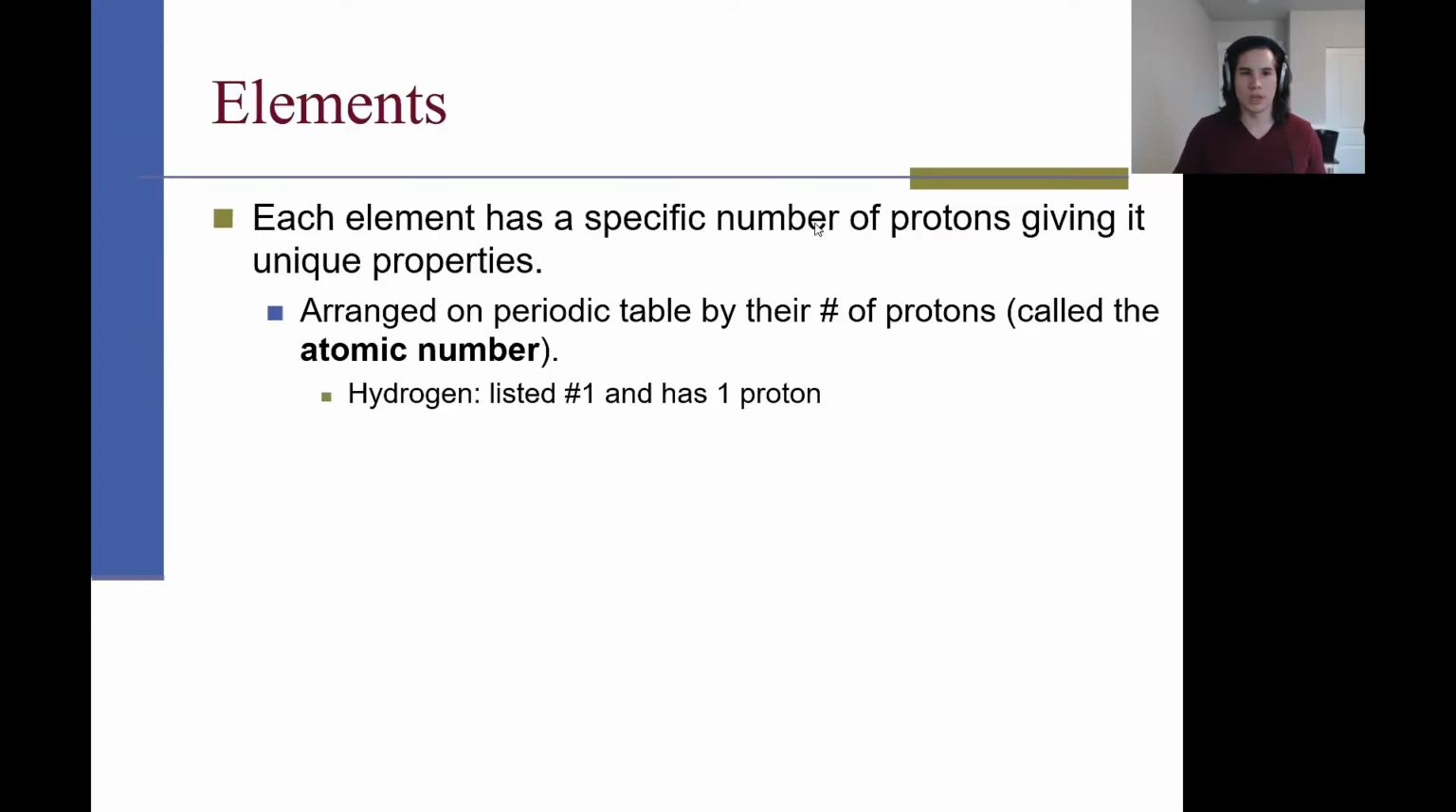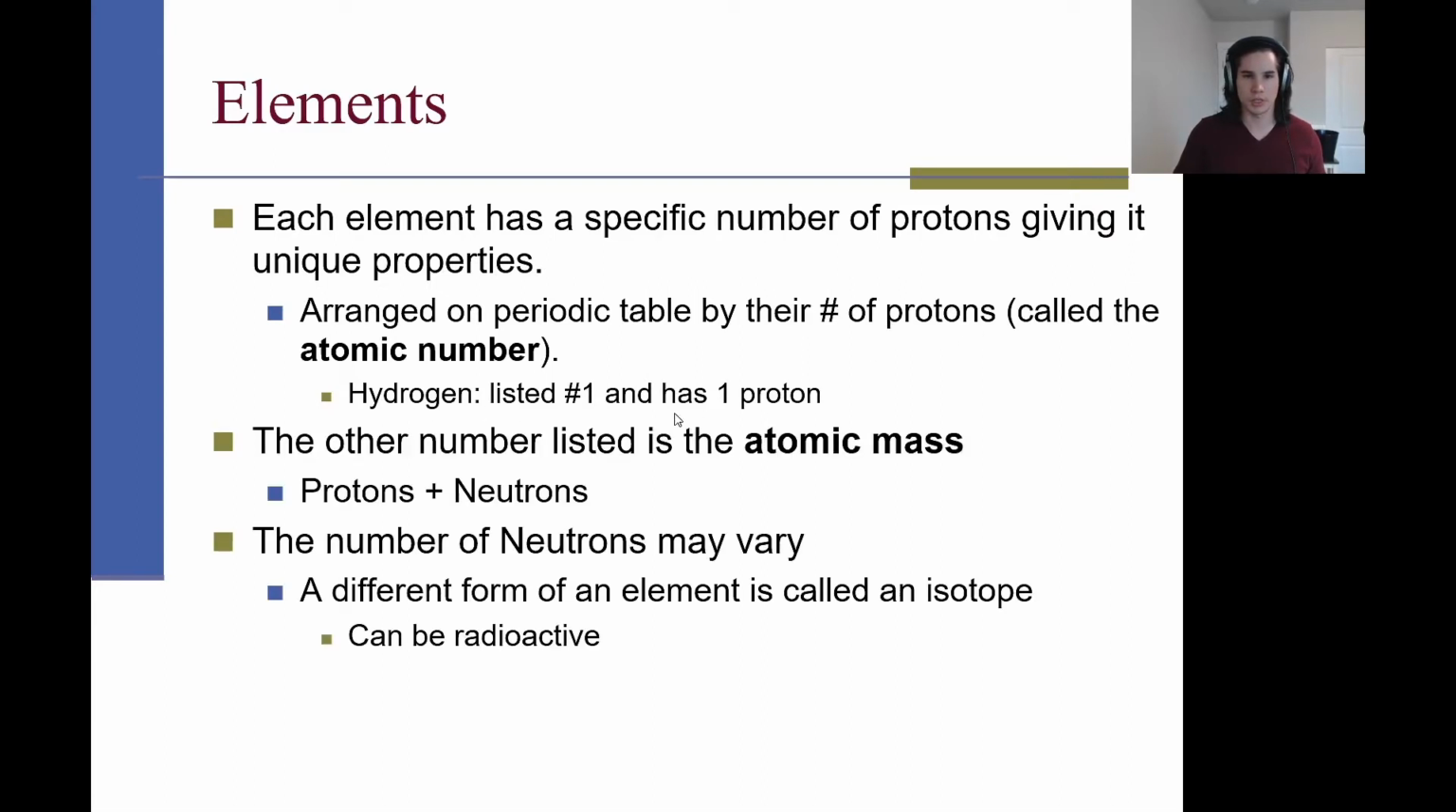Okay, so each element has a specific number of protons, giving it unique properties, and they're arranged on the periodic table by their number of protons. So we just mentioned that. Hydrogen, listed as number 1, has 1 proton.